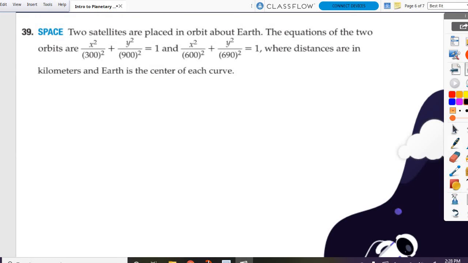Next problem. This is one of our homework problems, and it says two satellites are placed in orbit about the Earth. The equations of the orbits are given, and it asks you to use a graph to figure out what the points of intersection are.